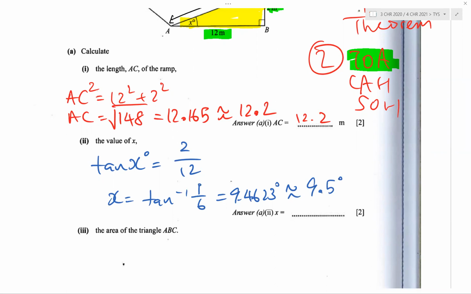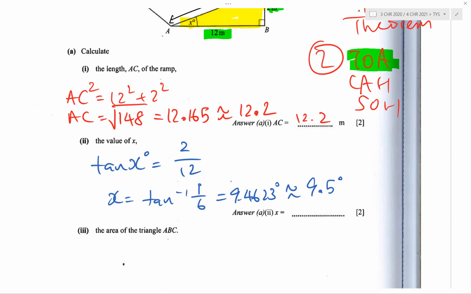You flip to the front page. You look at the cover page. They say if the degree is not specified, answer to 1 decimal place. Why is it degree, 1 dp? It is stated here already. You cannot tell the examiner, hey, but you don't say it must be 1 dp. What's written for you? It is standard.